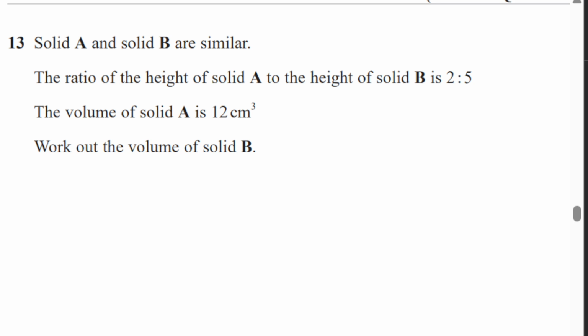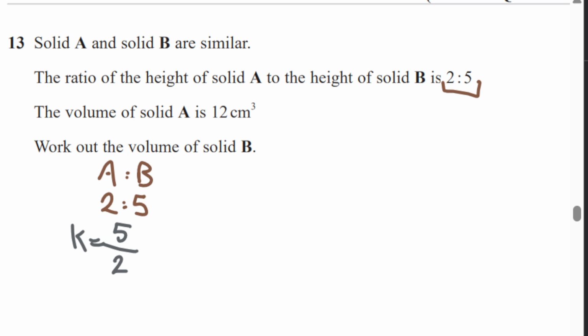Now, to do this question, we start by this part. So, the height of A to the height of B is 2 to 5. This will help us find the scale factor. Which shape is bigger, depending on just this? Shape B is bigger. So the scale factor from A to B is 5 over 2. Just leave it like that. And that's K. That's the scale factor of the length, which is K.